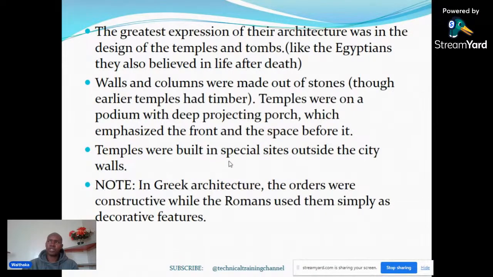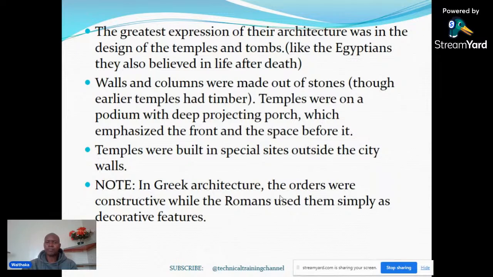This is a contrast to the Greek, because we said with the Greek the temples were integrated with the dwelling, with the secular buildings around that city. The city was built around the Acropolis in Greek, but now with the Romans, we are seeing that the temples are being built outside the city wall, which is a contrast to the Greek.